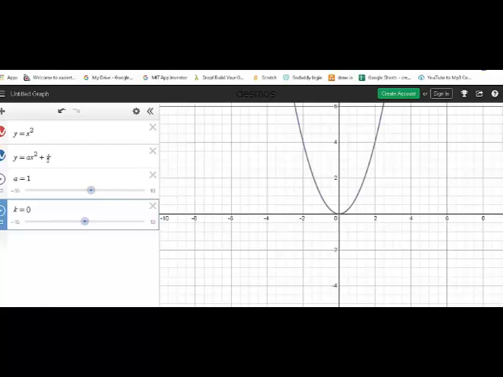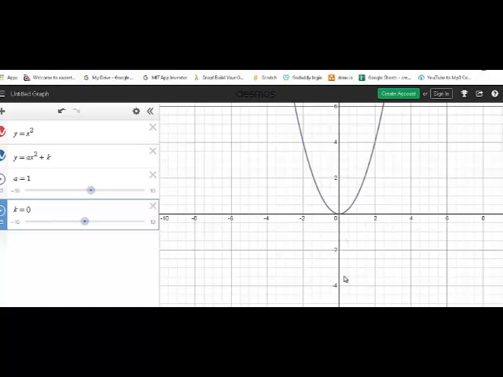Now, what will happen if the value of k becomes a positive number and gets larger? If I move this slider to the right, you can see that the blue graph starts moving up. When I move it down to a negative value, you can see that the graph of the base function moves down vertically.